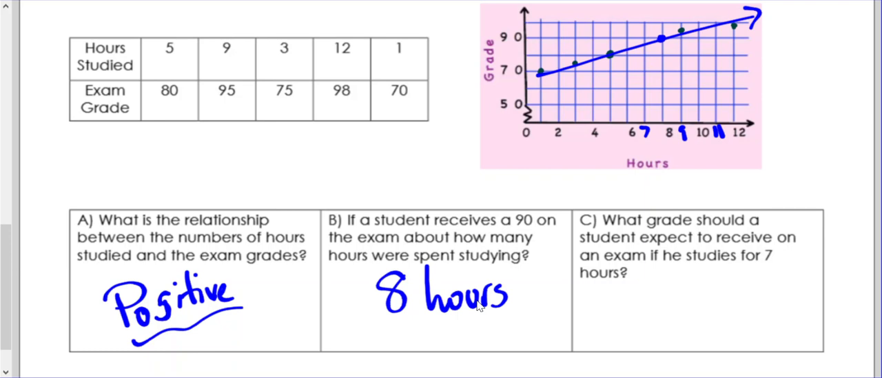What grade should a student expect if they study for 7 hours? So I'm going to follow my 7 hours up to my line of best fit, and I'm going to say, well, if this is 80, this is 90, I'm going to say an 87. It's more than halfway in between that 80 and 90, so a little bit higher. I'm going to say they would get an 87% on that exam.